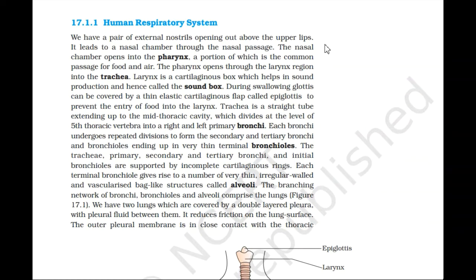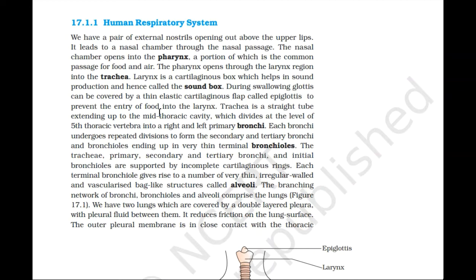The pharynx opens through the larynx region into the trachea. You have to remember the sequence. First the nostrils, then nostrils open into pharynx, then larynx, and then into trachea. Larynx is a cartilaginous box which helps in sound production and is called the sound box. During swallowing, the glottis can be covered by a thin elastic cartilaginous flap called epiglottis to prevent the entry of food into the larynx.